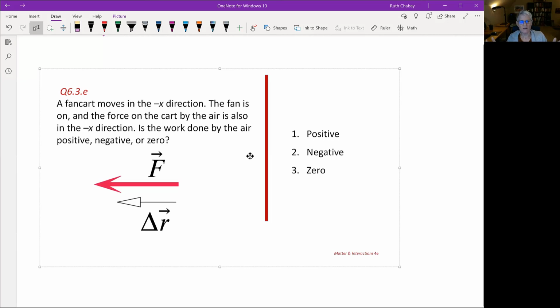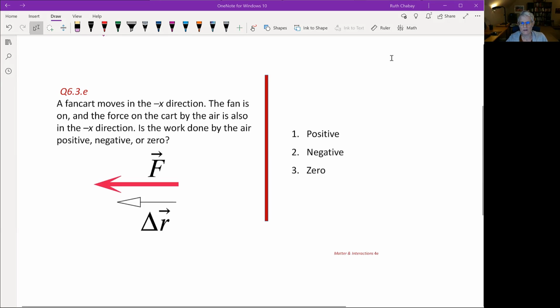We have a cart with a fan on it, the fan is on, and the force on the cart by the air is in the minus x direction, and the fan cart is moving in the minus x direction. So during the interval in which the fan cart has this displacement, shown by delta r here, is the work done by the air on the fan cart positive, negative, or zero?